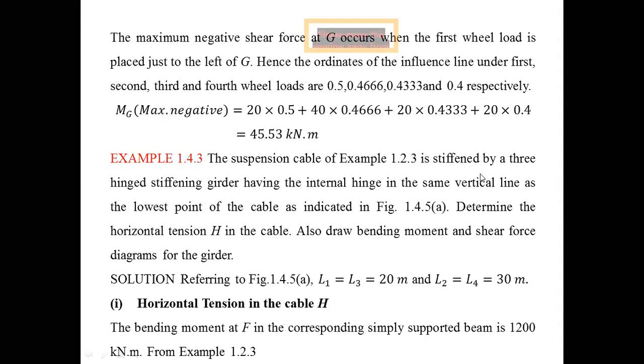For this problem, the stiffening girder has a three-hinge arrangement, with the internal hinge in the same vertical line as the lowest point. Where do you get the lowest point? In the previous problem, 20 meters from the left support. So the third hinge will be kept there, as shown in the figure. Determine the horizontal tension in the cable. Also draw the bending moment and shear force diagram of the girder.